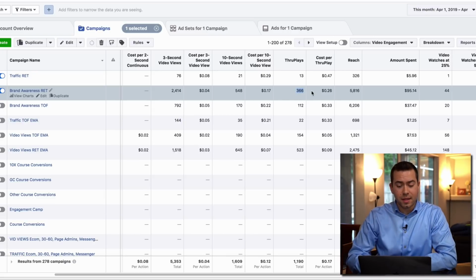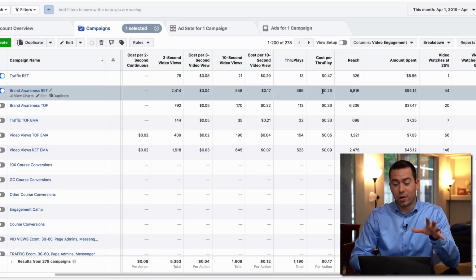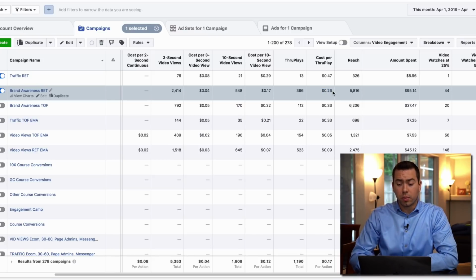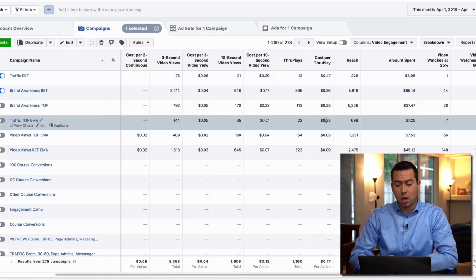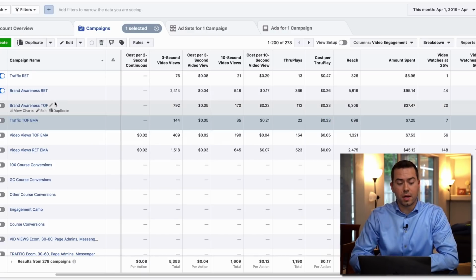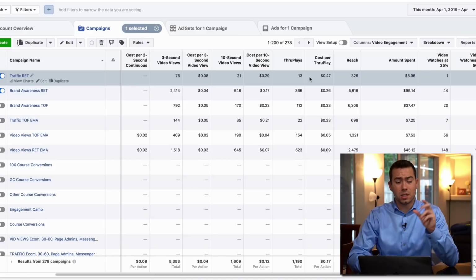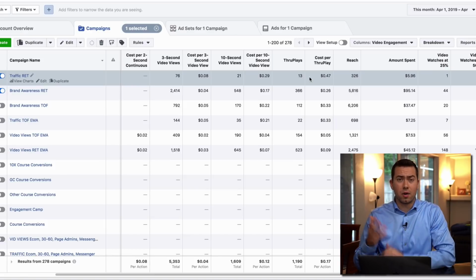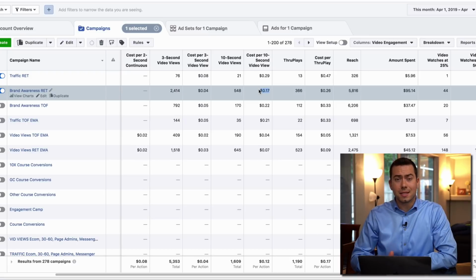But this campaign right here is averaging about 366. It's gotten 366 15-second views, averaging 26 cents cost per ThruPlay. This one is 47 cents cost per ThruPlay. And then if we compare it to the other traffic, 33 cents cost per ThruPlay. Now, it's not super apples to apples, I know, because it's top of funnel, so that's cold traffic versus retargeting. That's what the RET stands for, retargeting, people that already know my brand and already have some familiarity with me. But as you can see here, the traffic is more expensive for the cost per ThruPlay, and same on the 10-second view, right?